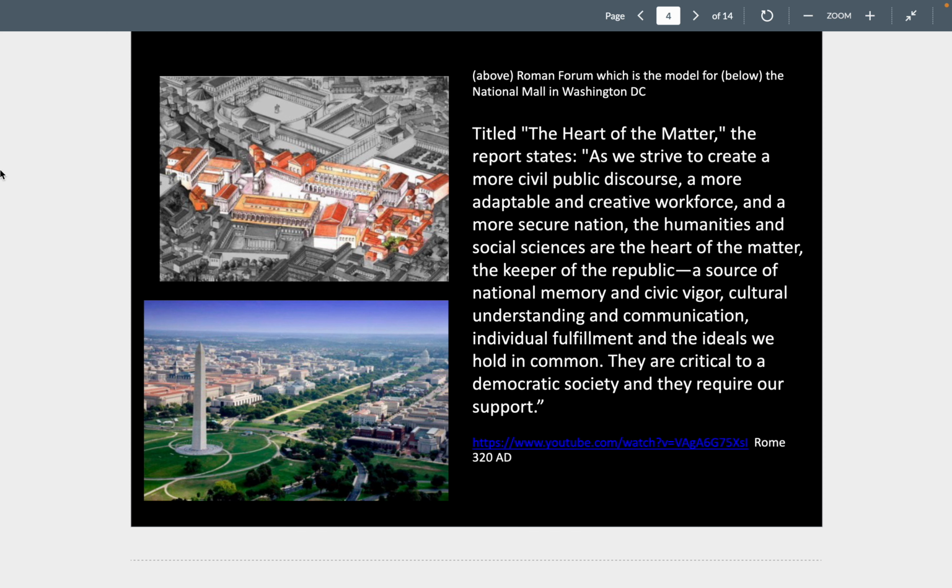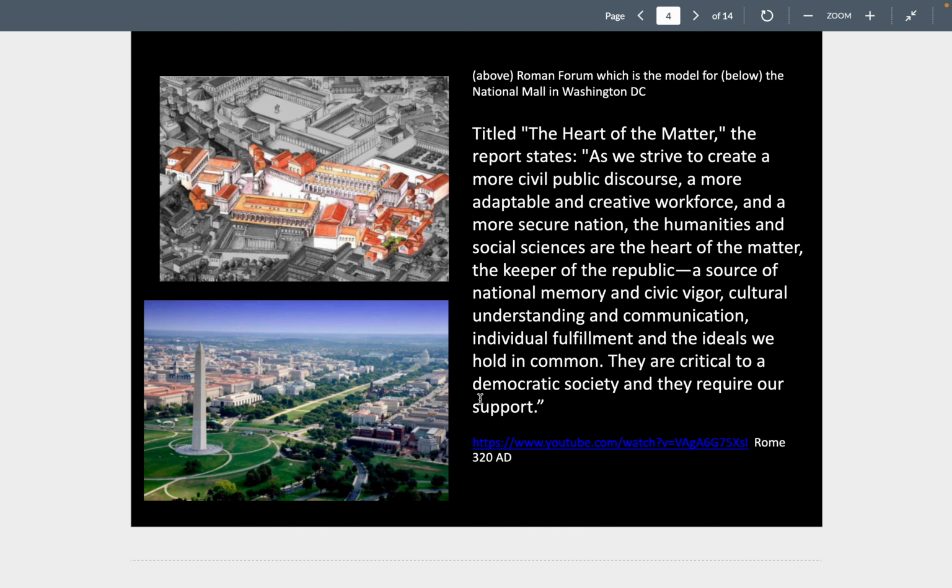In a report titled "The Heart of the Matter," it says, as we strive to create a more public discourse, a more adaptable and creative workforce, and a more secure nation, the humanities and social sciences are at the heart of the matter, the keeper of the republic, a source of national memory and civic vigor, cultural understanding and communication, individual fulfillment, and the ideas that we hold in common. They are critical to a democratic society and require our support.